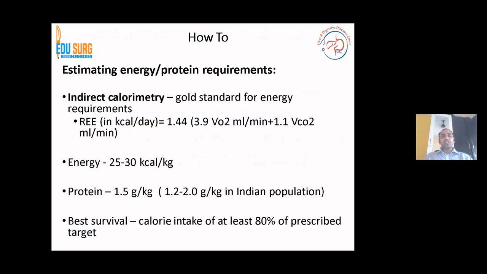So how to estimate the energy and protein requirements? There are routine formulae. You take the resting energy expenditure and you add the protein requirement, you add the energy requirement, and the best survivals are achieved when the calorie intake of at least 80% of the required target is achieved by oral therapy. If not, then you have to supplement it by parenteral therapy.